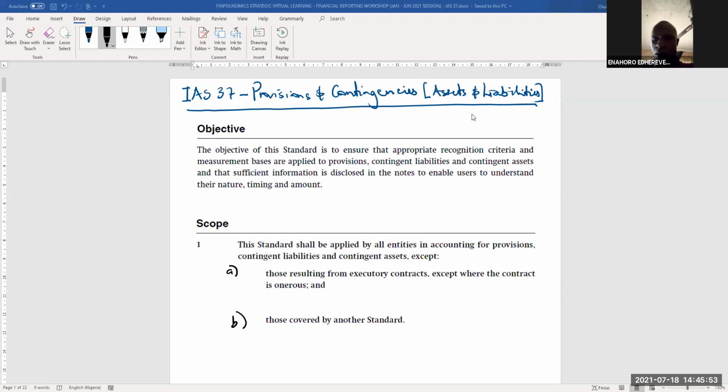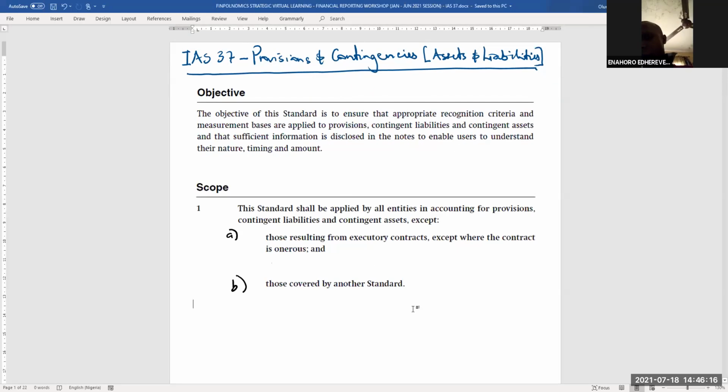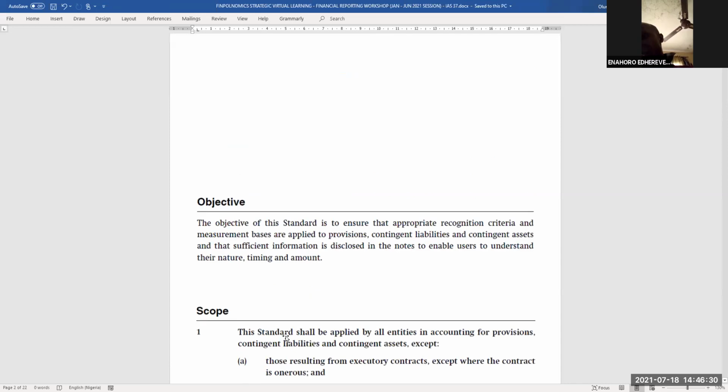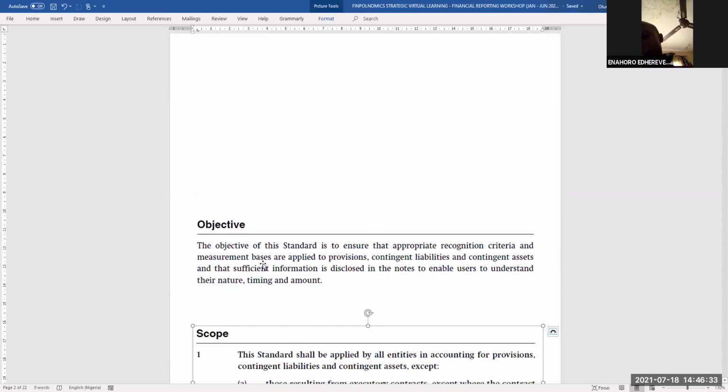Good afternoon, everyone. Basically, I think this standard, IAS 37, provisions and contingencies, is very important. It's something that one comes across on a daily basis. I see today's session as an opportunity, though one has a basic understanding of it, to learn it further, be well grounded in it, and apply it practically in my career.